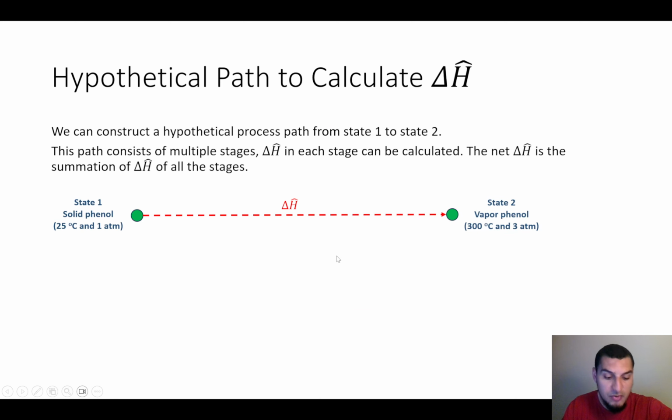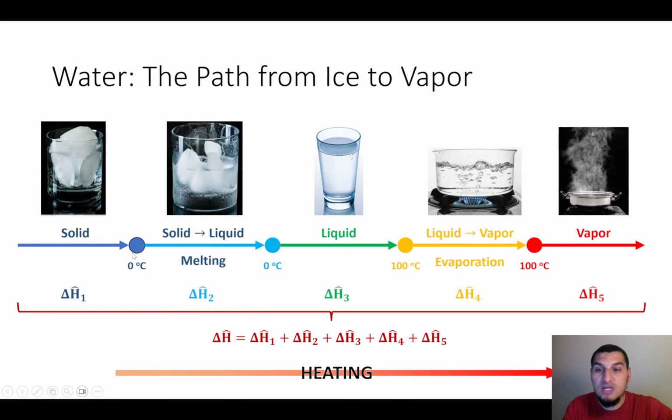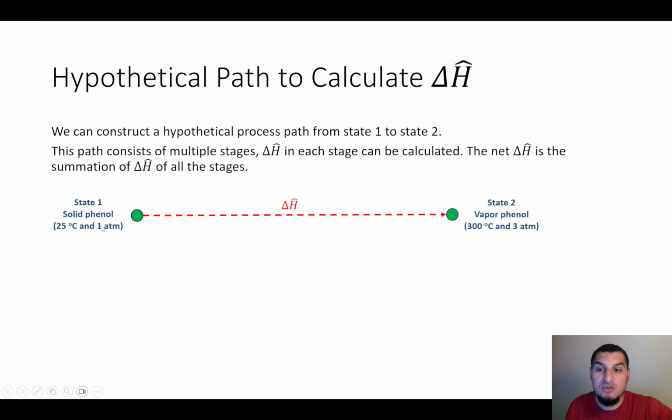This is what we call the hypothetical path. So here, this was a hypothetical path. We call it hypothetical because we don't know if this is what happened or not, but this is a path that is a possible path for the solid to turn into vapor. So this is the same here. It's a path that this solid could take to turn into vapor. So I hope this point is clear.